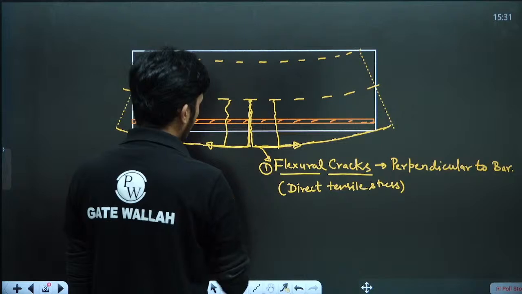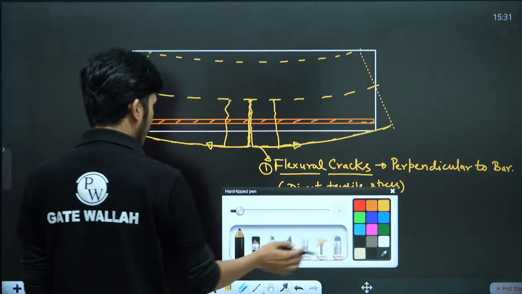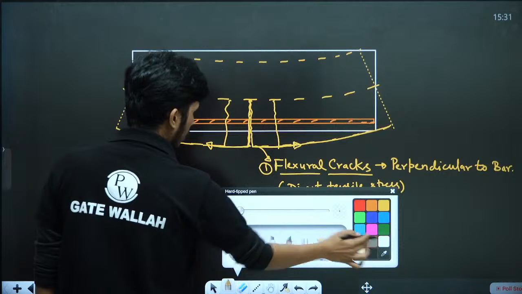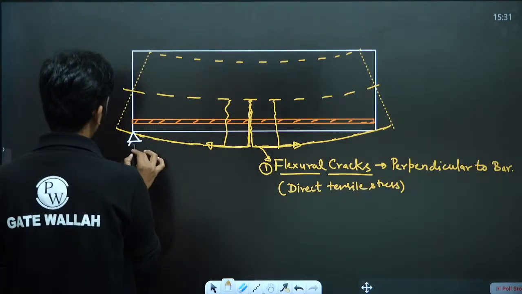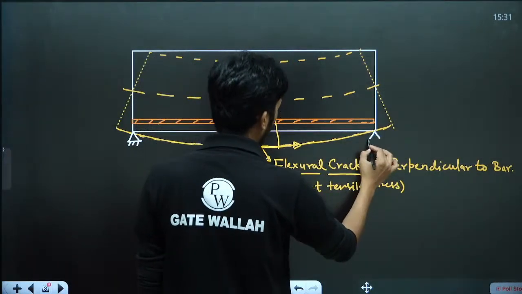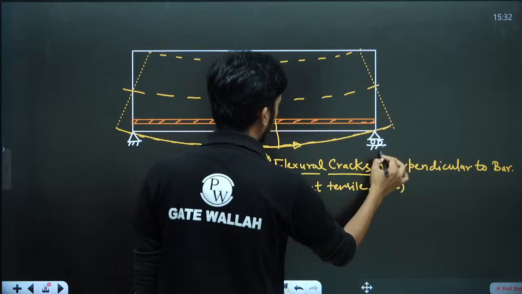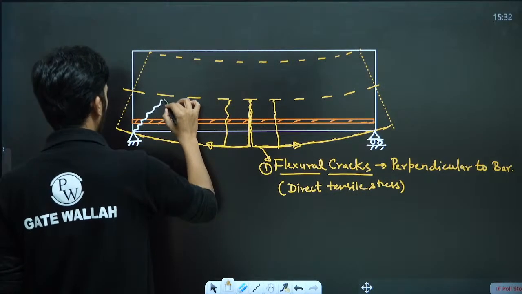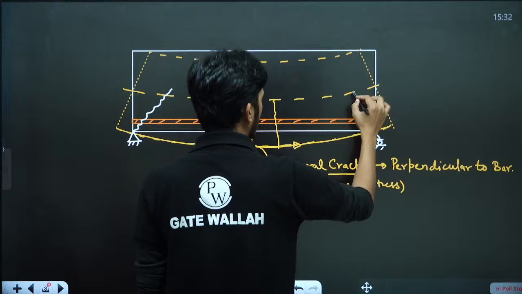Okay, the next thing is that there may be some cracks at the support. Suppose this beam is supported at supports here, like this. There may be some support induced cracks. Support induced cracks are actually your shear cracks. They are inclined at some angle.